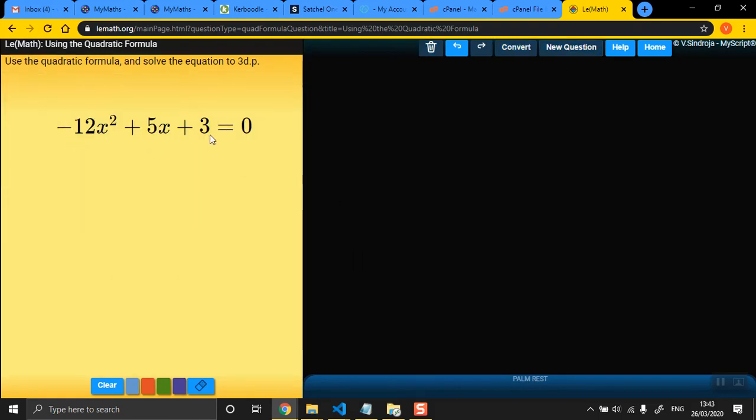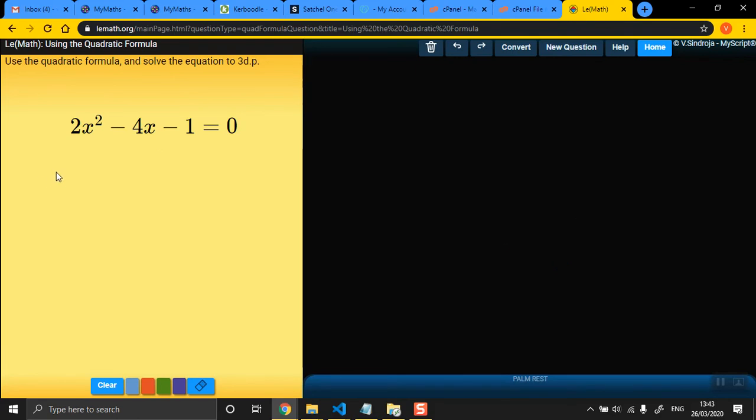So this is another one. Let's write down what A is. First of all, A is minus 12. Actually, let's do another one where the B is a negative term. Let's refresh that. So let's do this one here. So A is going to be 2, B is going to be negative 4, and C is going to be minus 1.